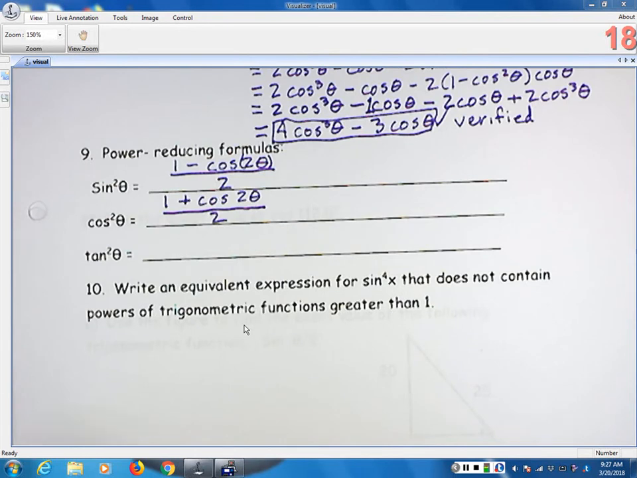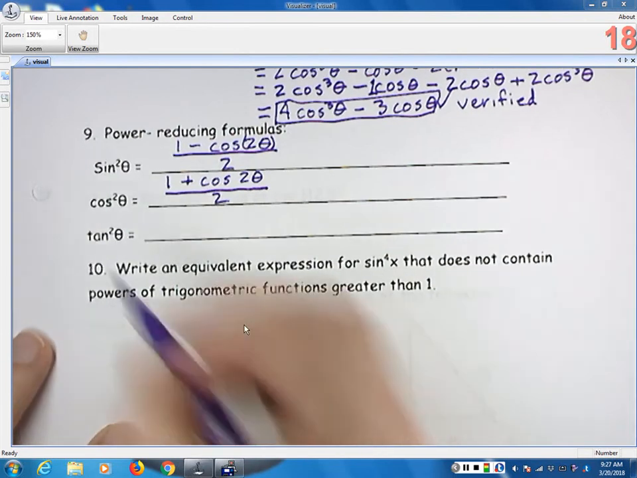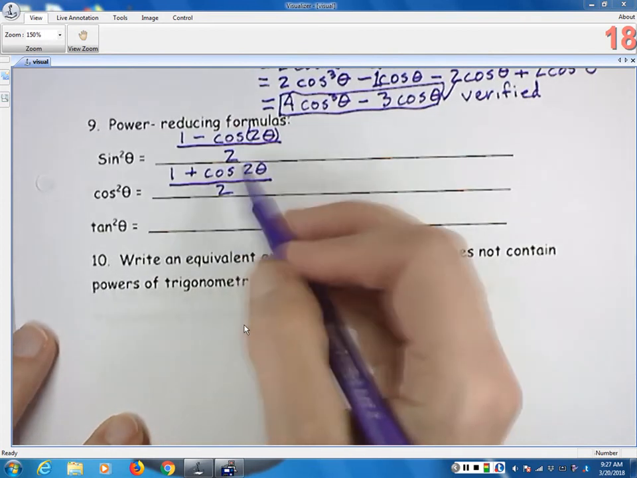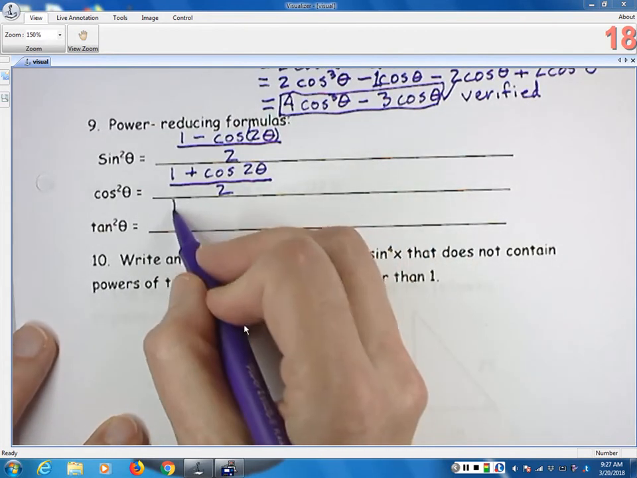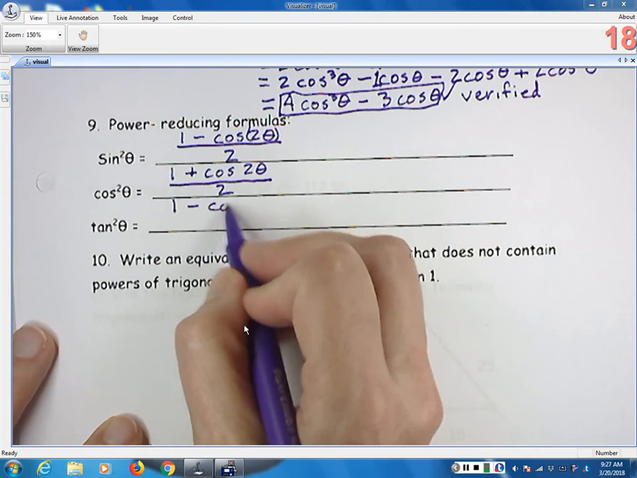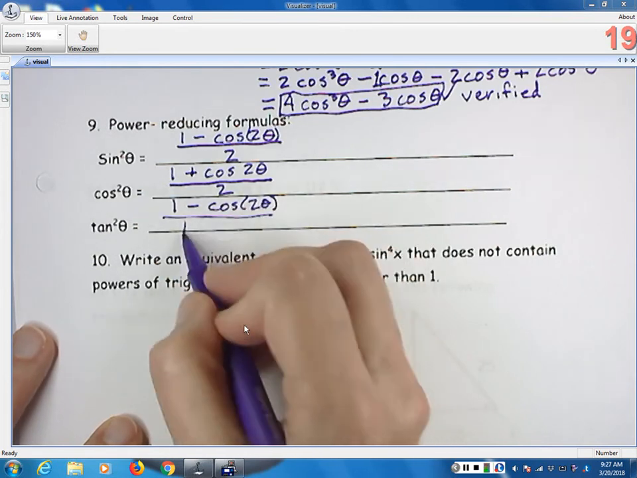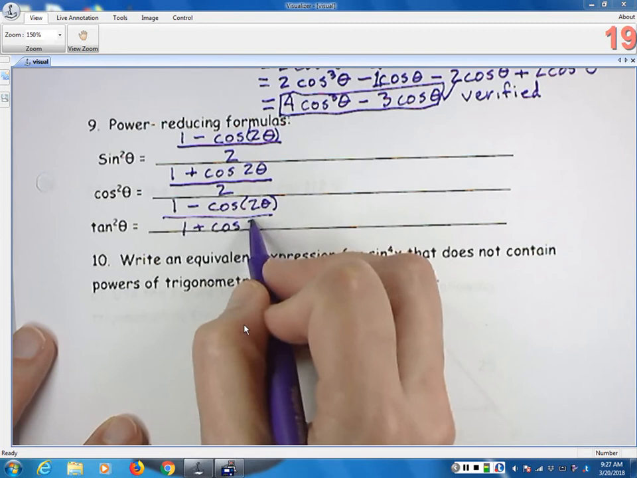And tangent squared theta is sine squared theta over cosine squared theta. The 2's cancel when you do that. You're left with 1 minus cosine 2 theta over 1 plus cosine 2 theta.